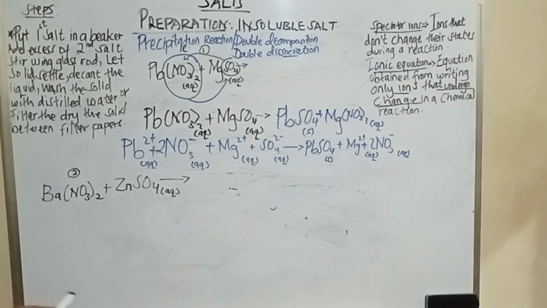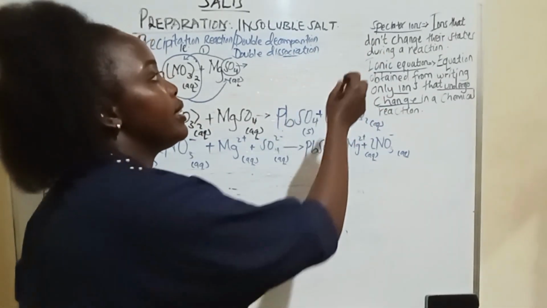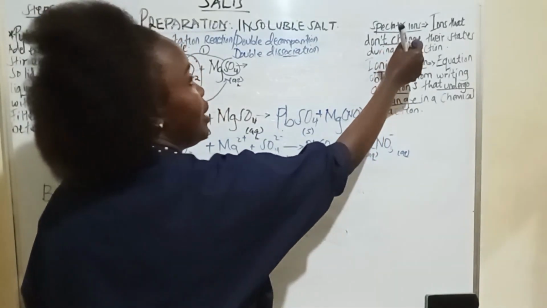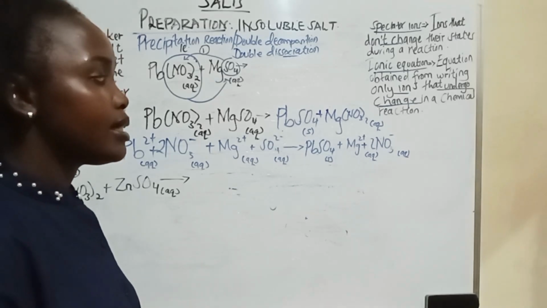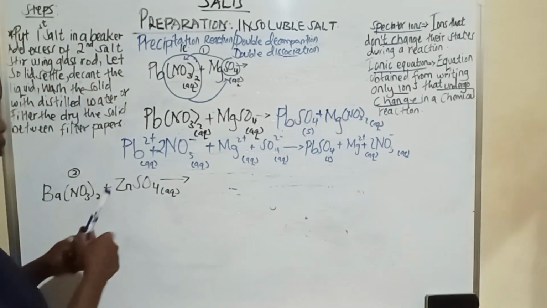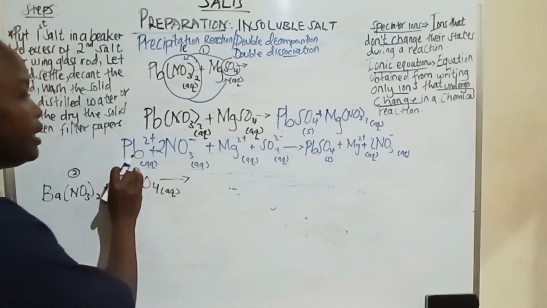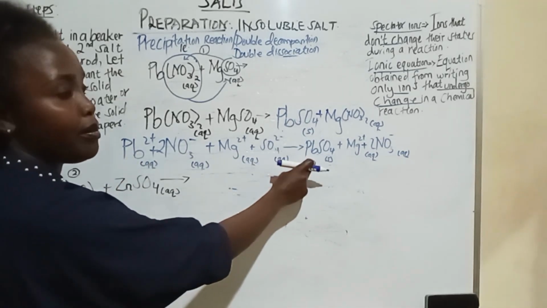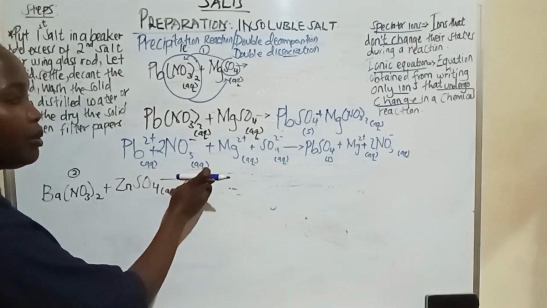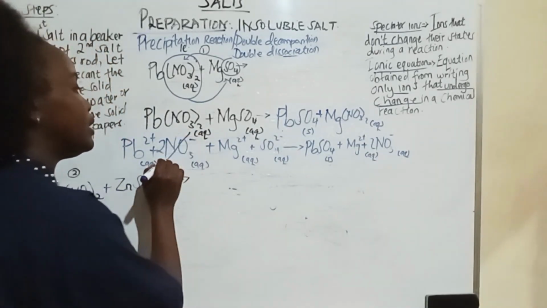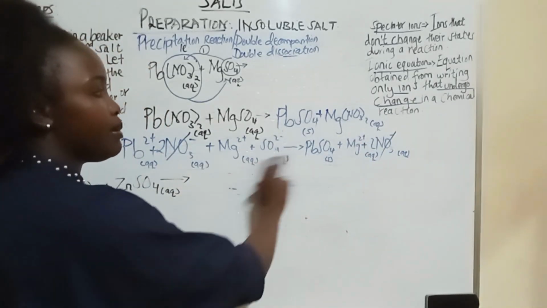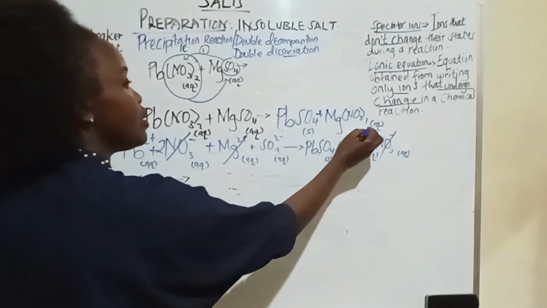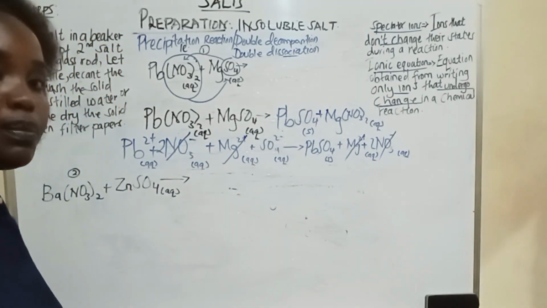So after you've done that, we've said you're going to cancel the spectator ions, the ones that did not change. Which ones did not change? The ones that didn't change retained their state symbol. Lead ions here are aqueous, lead here is solid. Nitrates are aqueous here and aqueous here, so they did not take part, thus they didn't change. We cancel them. Magnesium is aqueous here and aqueous here, so it did not take part, so we cancel it out. It is a spectator ion.